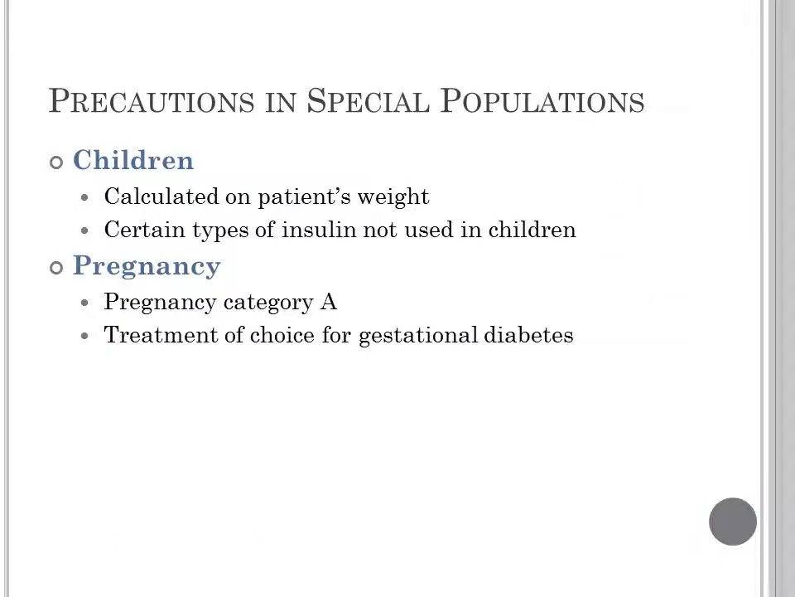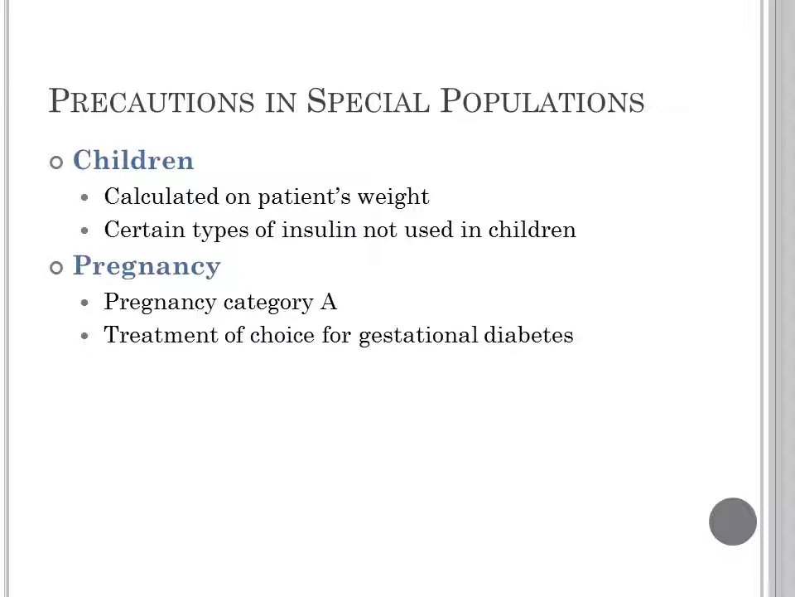A couple of precautions in special populations. Women and children are always special. Children, most of the time you would like to think, are diagnosed with type 1 diabetes, not type 2, but in today's age, if you work as a pediatric nurse, you'll probably need to be familiar with both disease conditions. Regardless of the type of diabetes, if you're giving insulin, it's going to be calculated on the client's weight or the patient's weight. A typical dose is 0.5 to 1 units of insulin per kilogram per day.